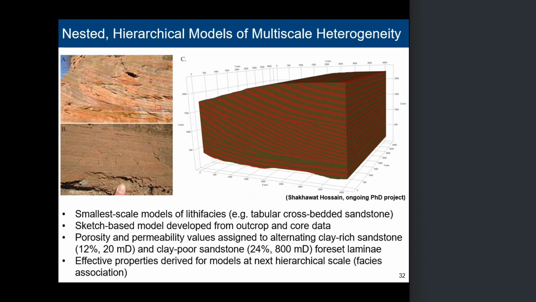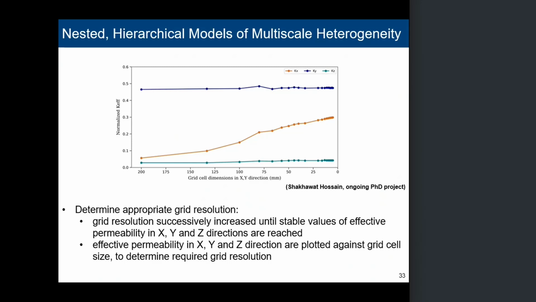Now, this approach of a hierarchy of different nested models is an idea that's been around for a long time, but the barrier to actually carrying that out has been the fact that it takes so long to build the models. So what we're looking at here, on the vertical axis, is effective permeability but normalized, from the clay-rich sandstone to the clay-poor sandstone at the top. We're looking at effective permeability in 3 different orientations, and the horizontal axis is looking at the grid cell dimensions and the resolution of the model.